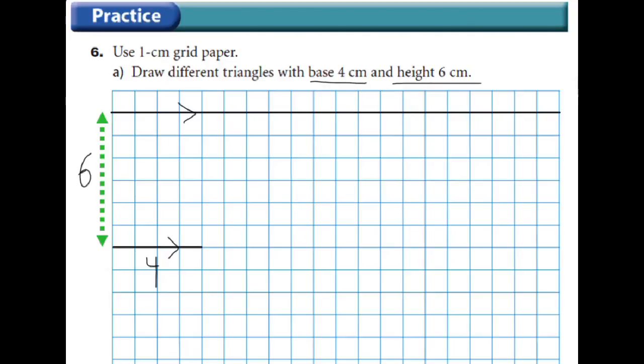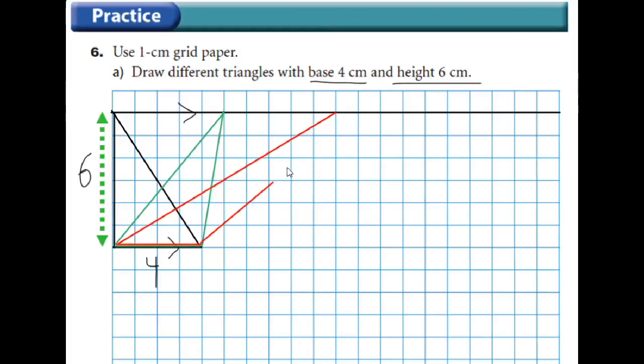Let's try that out. So we'll draw one here. There's triangle number 1. I'll draw another one in green. Same base, but I'm going to move my top vertex over a little bit. I'm going to do another one in red. There's one in red, but I'm going to move way over here.